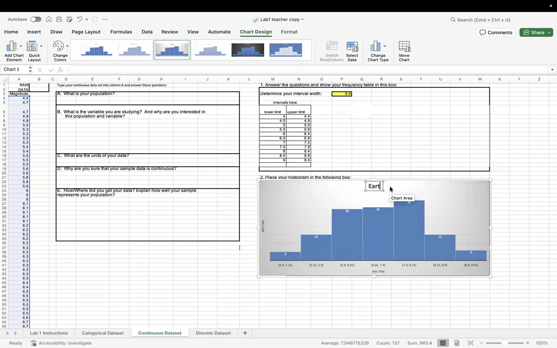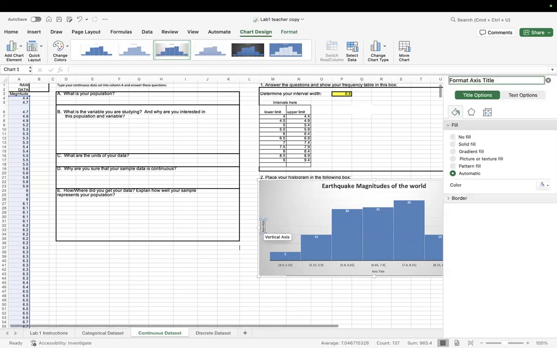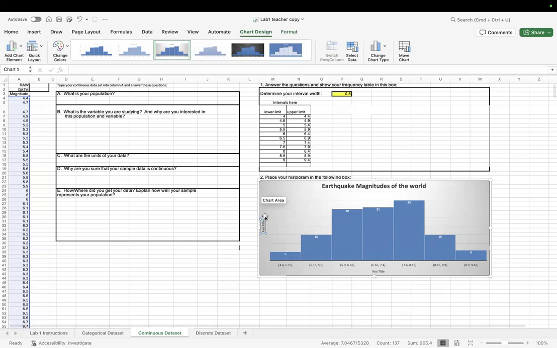Earthquake, whoa, I don't know what I did. Earthquake magnitudes of the world. Everybody's, well, I didn't mean to do that. Everybody's vertical axis is going to be frequency.